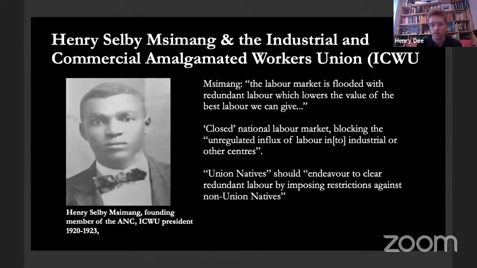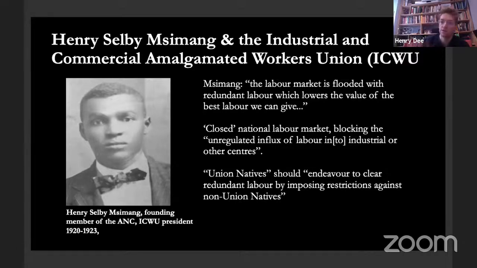At the same time, anti-immigrant politics is also prevalent within the Black trade union movement. Henry Selby Umsamang, pictured here, is a founding member of the ANC, and he initially works with Kadali at the start of the 1920s, but breaks away and forms a rival trade union, and he calls for immigration restrictions himself. He makes a clear demarcation between South African workers and immigrant workers, and he calls for immigration restrictions to be implemented and for all Malawians to be deported from South Africa.